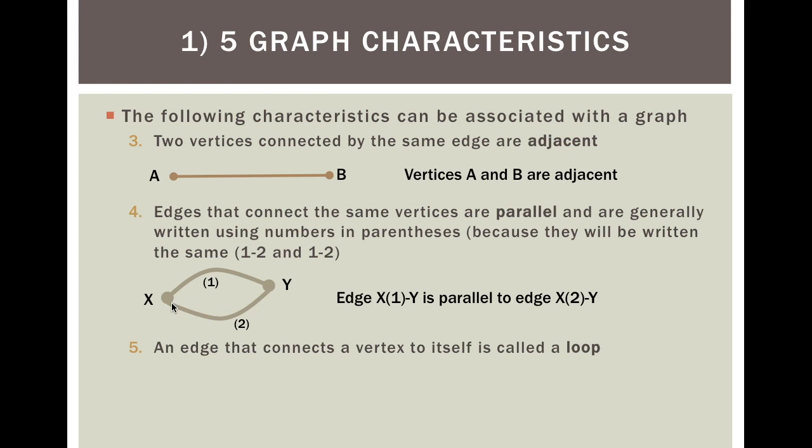So that's why we number them, because we have 2 XY edges. So we're going to call this one X1Y, and we're going to call this one X2Y, and we'll say that they are parallel to each other. And finally, an edge that connects a vertex to itself is called a loop. Over here, we have a loop. You've seen loops before. Edge JJ, here is a loop.